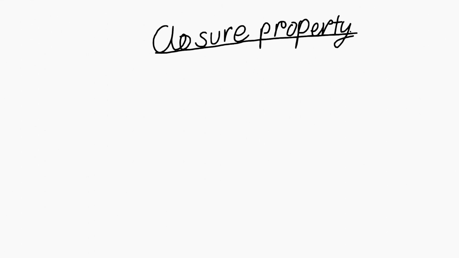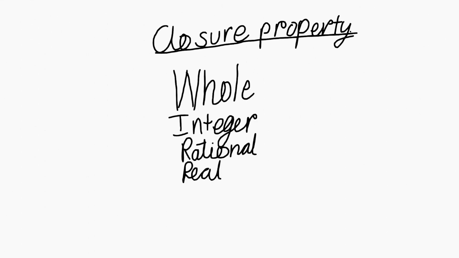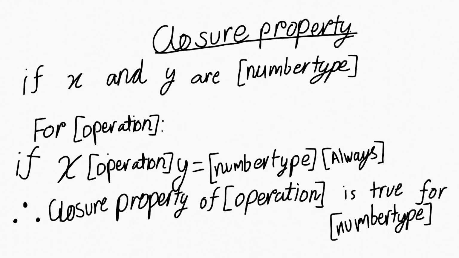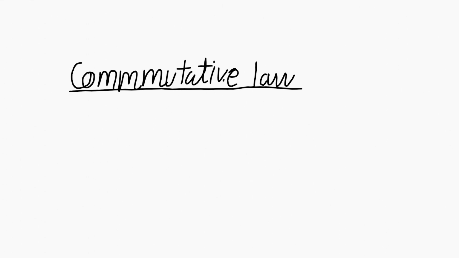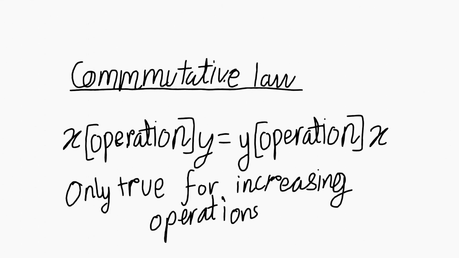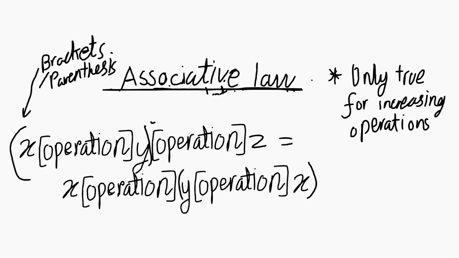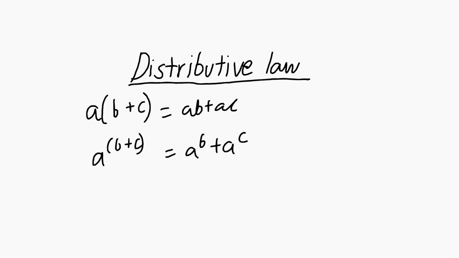Closure property of an operation means that for a type of number, like whole, fraction, integer, the operation being done on both of the same type, it will remain as the same type. This is the commutative law. Basically you can jumble the order if they are the same operation, and this is the associative law, I never actually mentioned, but these are called brackets. Anyway, this is the distributive law.